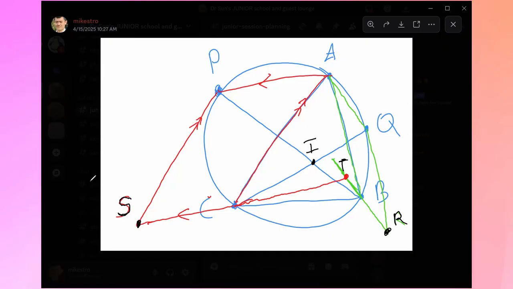Okay? And maybe just to get our notations together, let's all agree to call this angle here gamma. And then this angle here is also gamma. Let's call this angle here beta, and this angle here is also beta. Yeah?